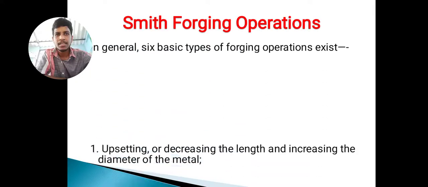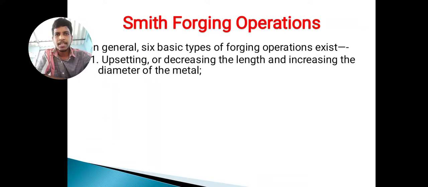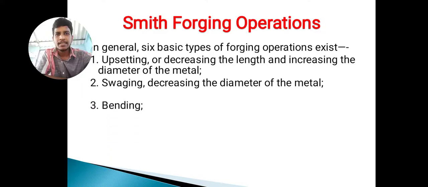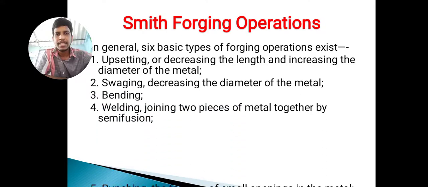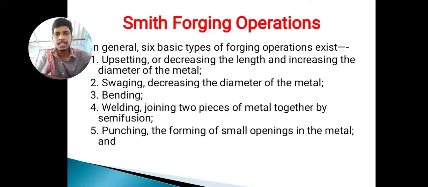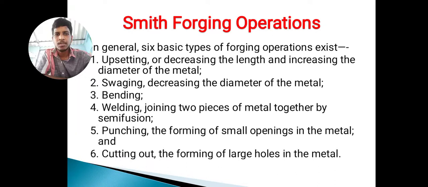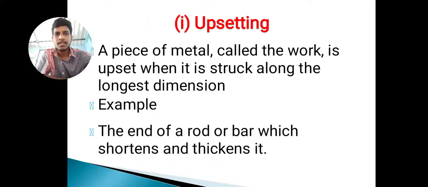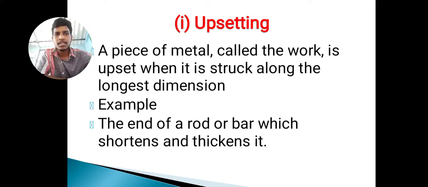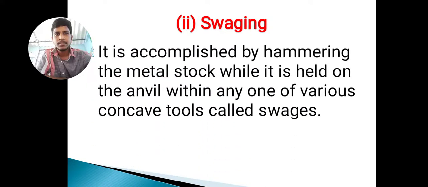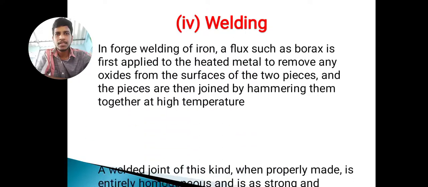Smith forging operations. Upsetting, we already know that it is the pure reversible process of drawing. And next, swaging, bending, welding. Welding means joining two similar or dissimilar metals. And punching, making holes or small openings, cutting out large holes in the material or metal. These are all operations we discussed in previous slides. These are also operations of smith forging.